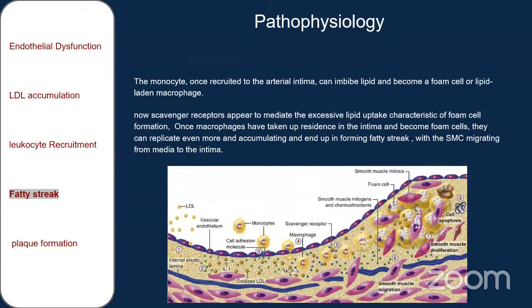In the next step of the fatty streak, the monocyte, once recruited to the arterial intima, can imbibe lipid and become a foam cell, or lipid-laden macrophage. Scavenger receptors appear to mediate the excessive lipid uptake characteristic of foam cell formation. Once macrophages have taken up residence in the intima and become foam cells, they can replicate even more and accumulate, ending up forming the fatty streak, with smooth muscle cells migrating from the medial layer to the intima.